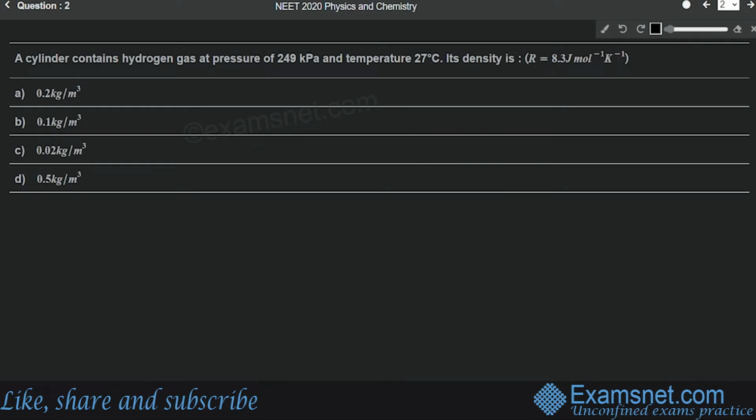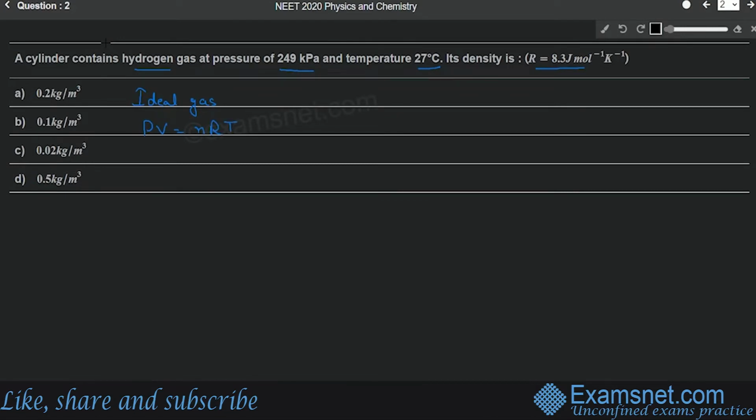Now question number 2 is from the chapter Kinetic Theory, and the question is: a cylinder contains hydrogen gas at pressure of 249 kilopascal and temperature 27 degrees Celsius. Its density is, so we have to find out the density. The gas constant is already mentioned. Now we know that for an ideal gas we use the equation PV equals nRT.